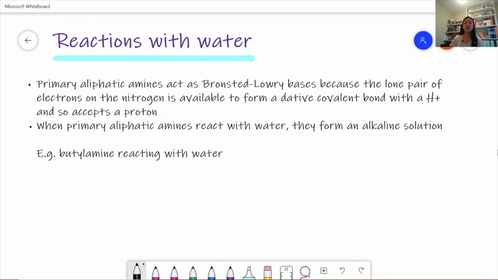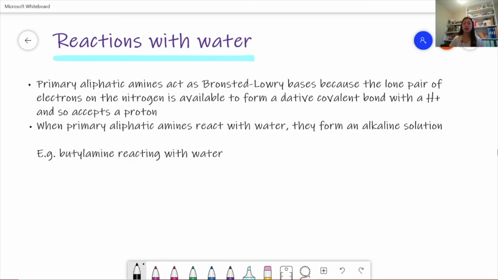So now we're going to look at the reaction of primary aliphatic amines with water. So we've just learned that primary aliphatic amines can act as Bronsted-Lowry bases because we have that lone pair of electrons on the nitrogen available to form a dative covalent bond with a H+, and so accepting a proton. So when primary aliphatic amines react with water, they form an alkaline solution.